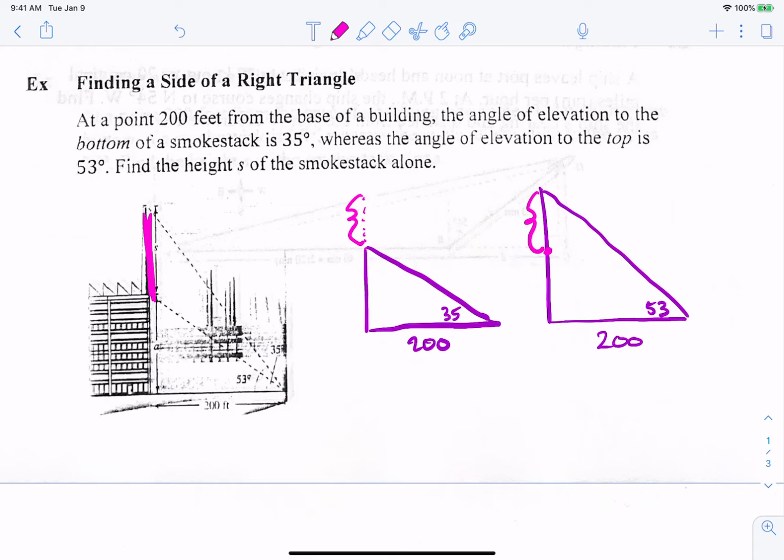So, I have a question. I'm not going to answer you. Just wait. I need you to answer this question. Is altitude the height?